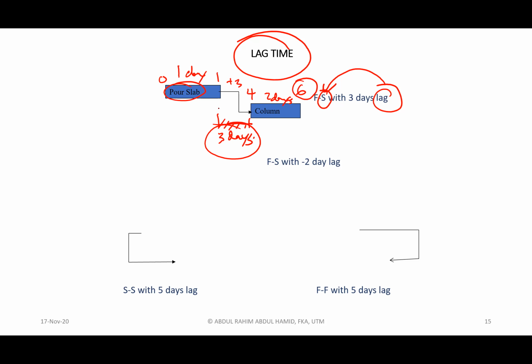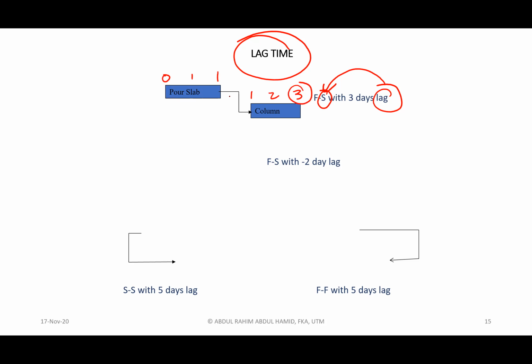Previously, we just simply added without the lag. Let's assume there is no lag. We can draw something like this. This is 1 day, and this is 2 days. So the completion will take 0 plus 1 equals 1. 1 is here, 1 plus 2 equals 3. So without the lag, we can complete in 3 days.